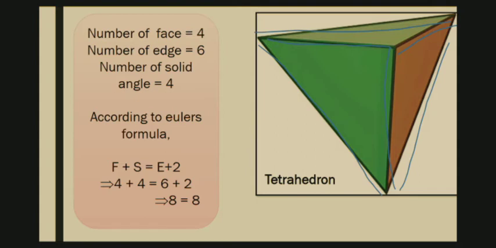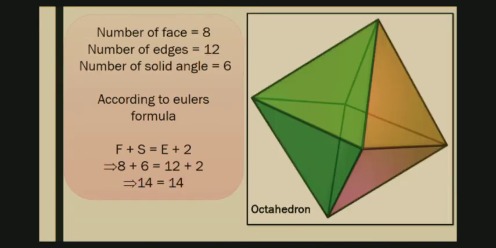So according to Euler's theorem, if we put these values in the corresponding places, then F plus S is equal to E plus 2, so 4 plus 4 is equal to 6 plus 2. You just put these values according to their places. Then we get 8 is equal to 8. That means this crystal satisfies the conditions of Euler's theorem. Then I provide another example, that is the octahedron. In the case of the octahedron, the number of faces is 8, the number of edges is 12, and the number of solid angles is 6.